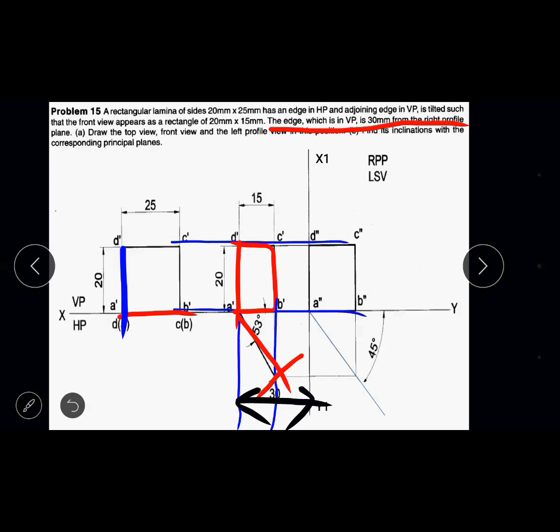So just consider a horizontal line of 30 mm from this edge A dash and D dash of the second step. Then after that, at the point of intersection, draw one x1 y1 line. Since side view is covered, right profile plane, so the right profile plane is highlighted in the problem. So the RPP is highlighted with this x1 y1 line. So construct this x1 y1 line at a distance of 30 mm from the resting edge A dash and D dash of the second step lamina.